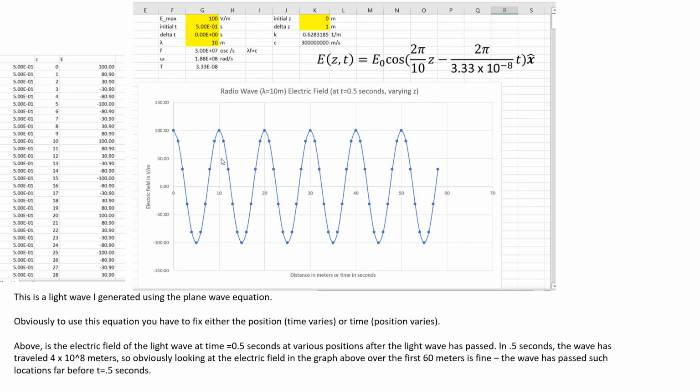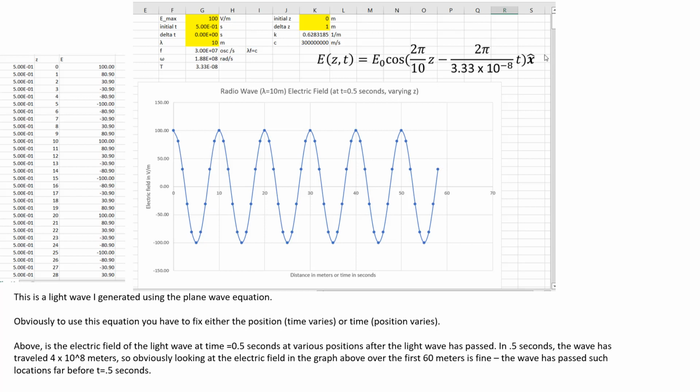Okay, so what is it saying? It's saying, well, at 0.5 seconds at position 0, the E field was 100. And again, all I'm doing here is setting T equal to 0.5. So that's just a number. Then I'm varying Z from 0 to 60 and plotting it.